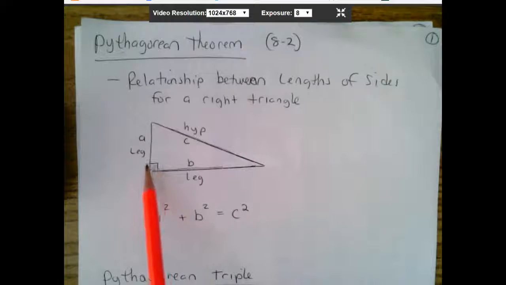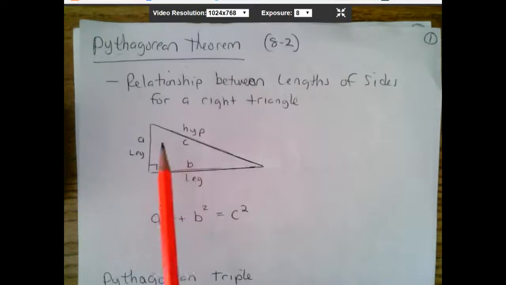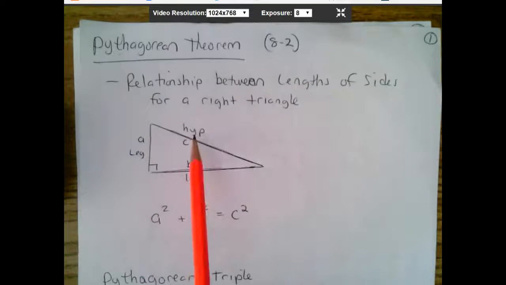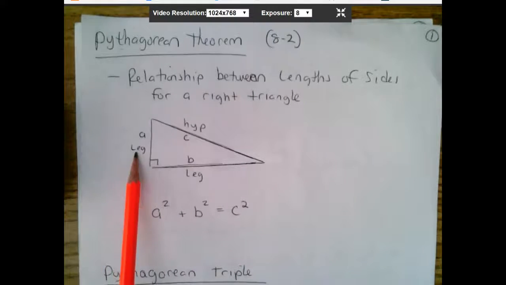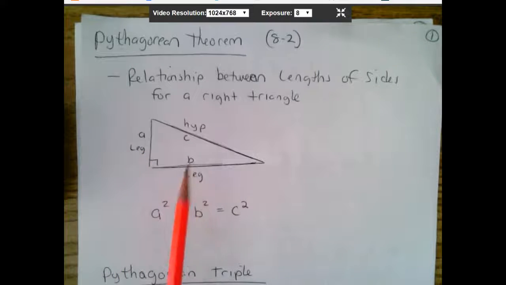Okay, so we've got to have this right triangle, and we know we have leg A, leg B, and we have C, which is the hypotenuse. And we can just put this into an equation: a squared plus b squared equals c squared. So if we square A, we square B, we add them together, it will be equal to what C is squared. Okay.